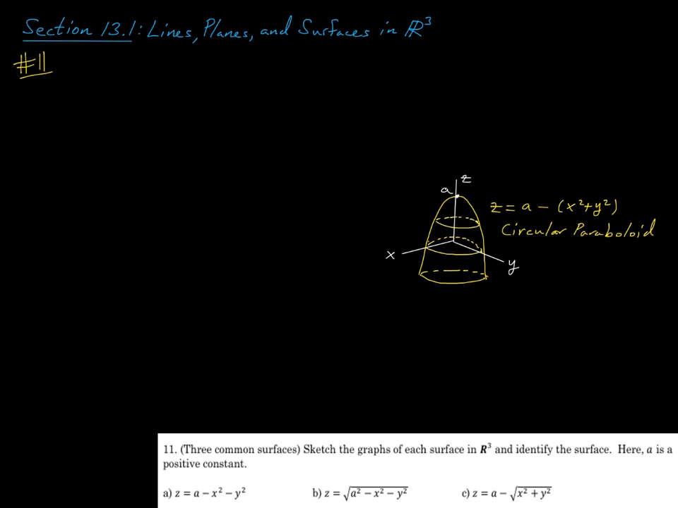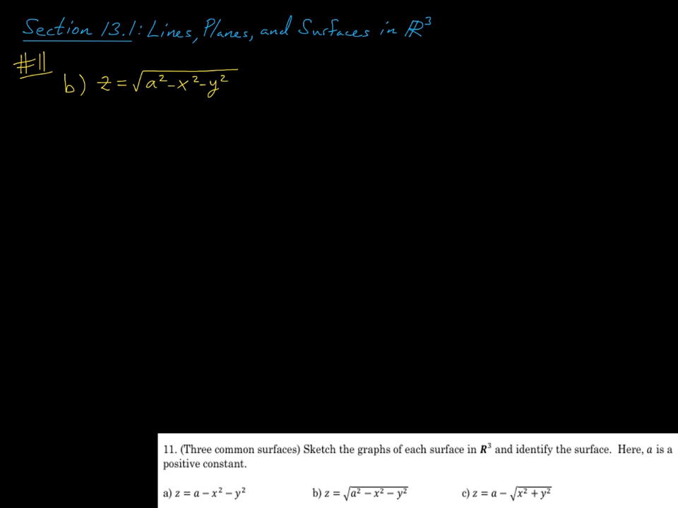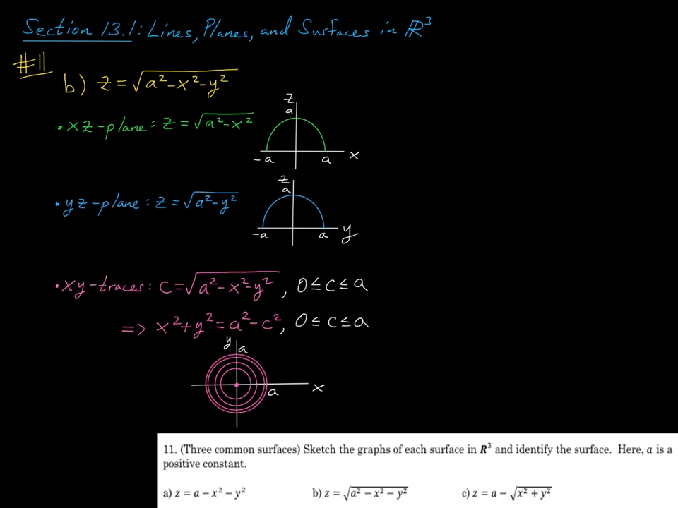Let's check out part B. For part B, we're looking at the equation z is equal to the square root of a squared minus x squared minus y squared. Because of that square root, I can't break things up in a similar way that I did in part A, but nonetheless we can use traces.